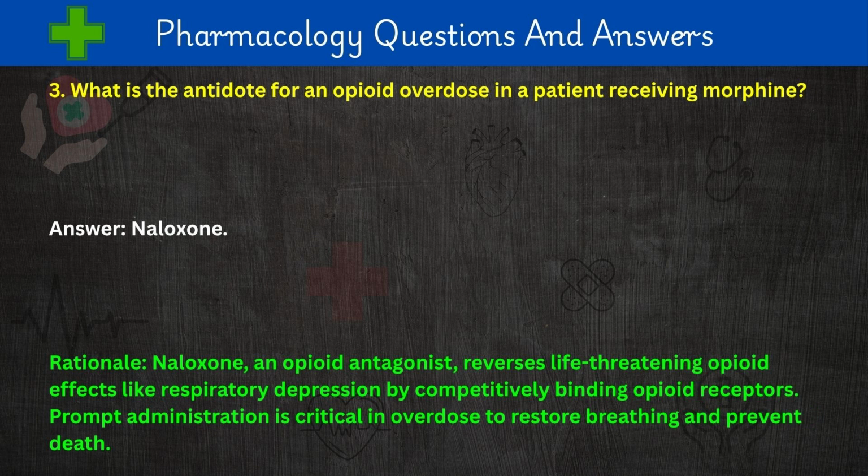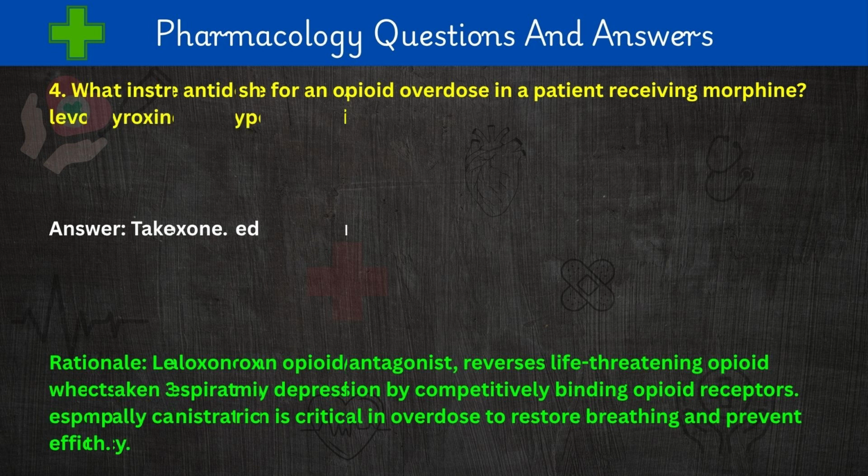3. What is the antidote for an opioid overdose in a patient receiving morphine? Answer. Naloxone. Rationale. Naloxone, an opioid antagonist, reverses life-threatening opioid effects like respiratory depression by competitively binding opioid receptors. Prompt administration is critical in overdose to restore breathing and prevent death.